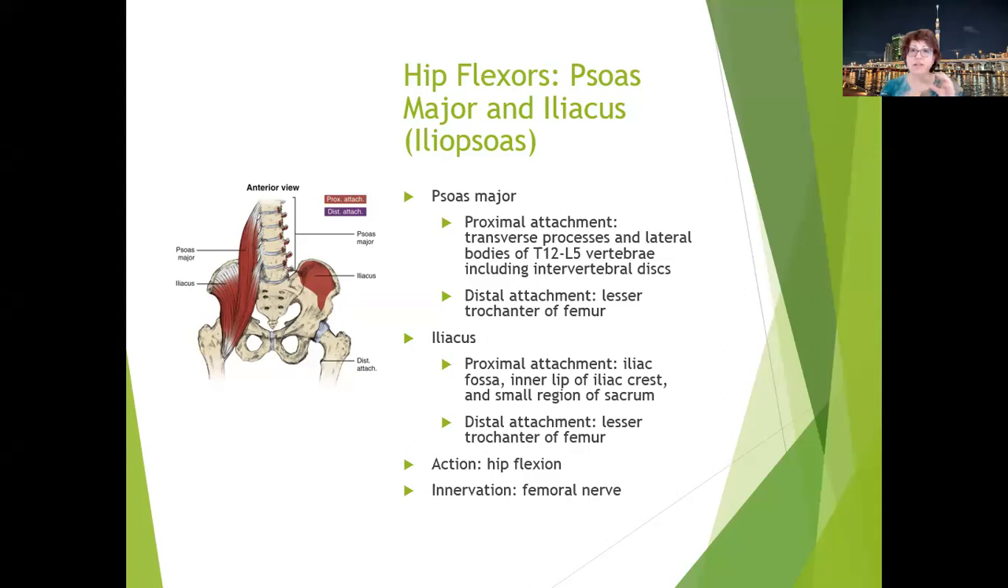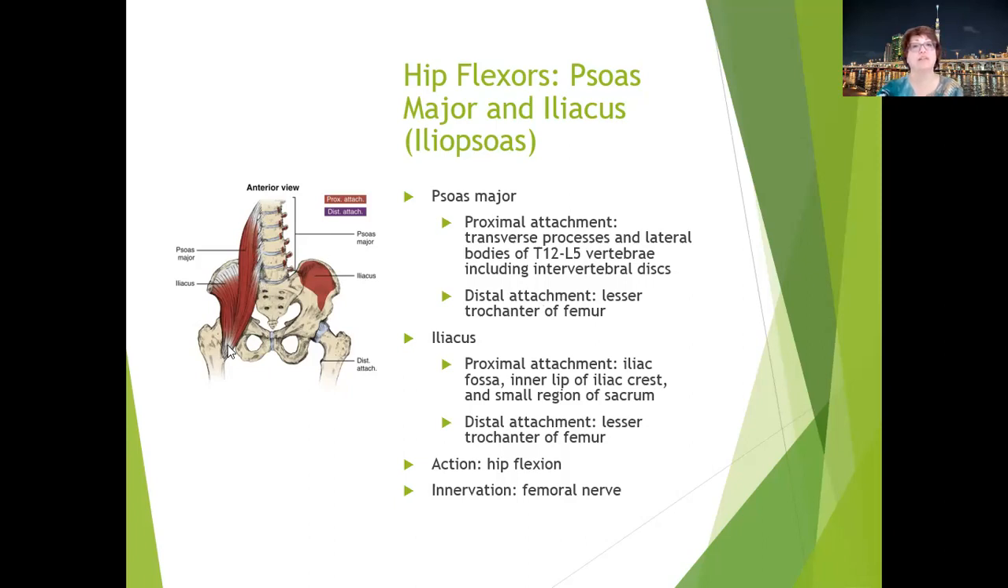Sometimes you look at the lists of muscles and they have very detailed origins and insertions, and I don't expect you to know an extreme level of detail, like the superior lateral portion of the greater trochanter, but just the general origin and insertion, so you can assess the line of pull and know what the action is. So the psoas major has a proximal attachment or origin on the transverse processes and lateral bodies of T12 through L5. That is a very broad attachment up at the top there.